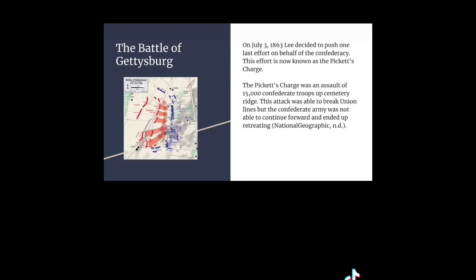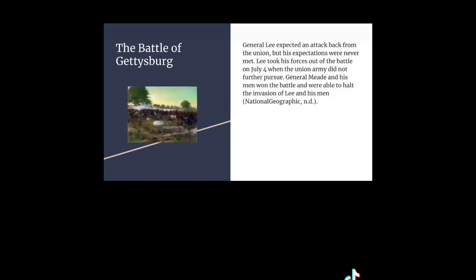On July 3rd, 1863, Lee decided to push one last effort on behalf of the Confederacy. This effort is now known as Pickett's Charge. Pickett's Charge was an assault of 15,000 Confederate troops up Cemetery Ridge. This attack was able to break Union lines, but the Confederate Army was not able to continue forward and ended up retreating. General Lee expected a retaliation attack back from the Union, but his expectations were never met. This caused Lee to take his forces out of the battle on July 4th.